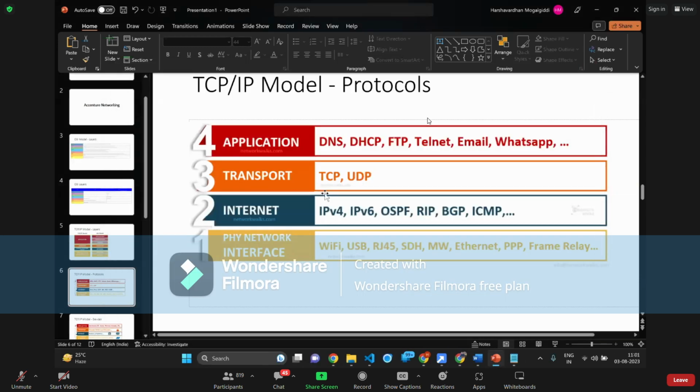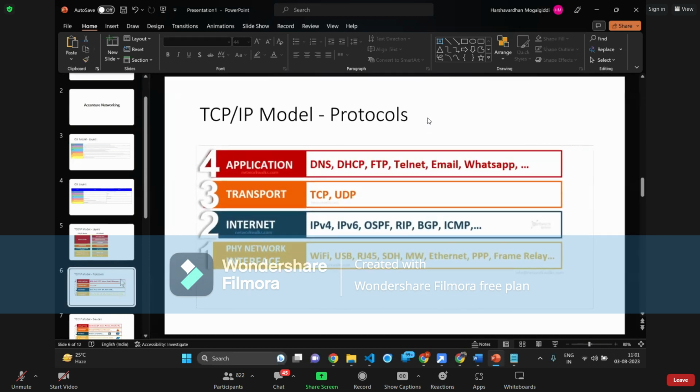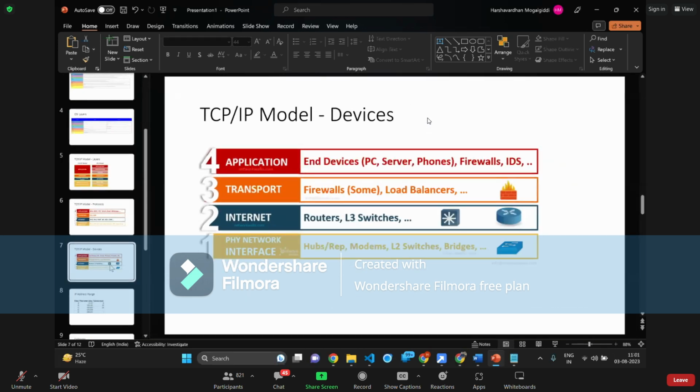Now in the transport layer, we use TCP and UDP protocols. In the application layer, we have protocols such as DNS, that is Domain Name Service, DHCP, FTP, Telnet, etc. Then devices: we have hubs and repeaters, same as OSI devices. Modems: what device is a modem? If they ask, you should answer: a modem is a physical layer device.